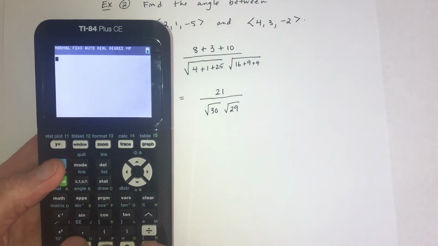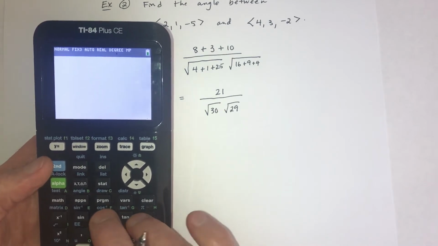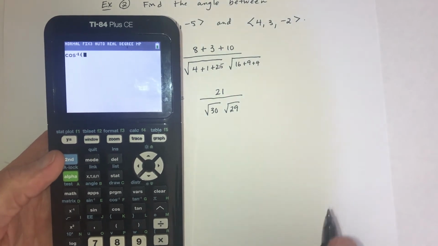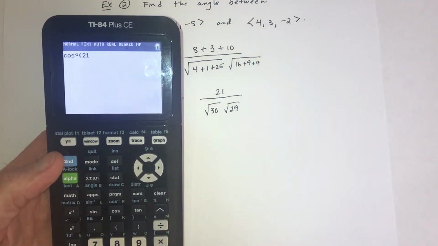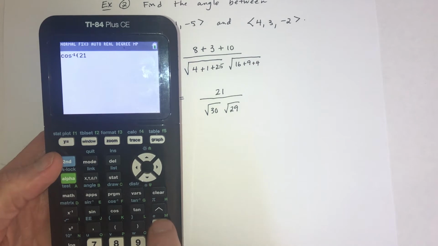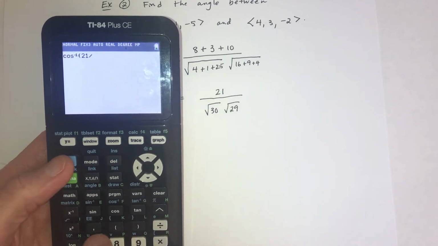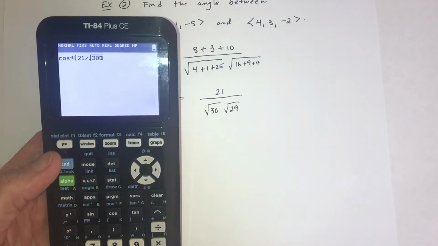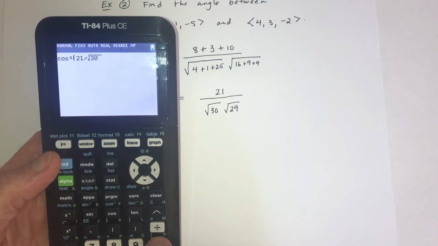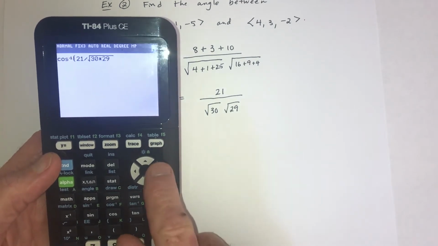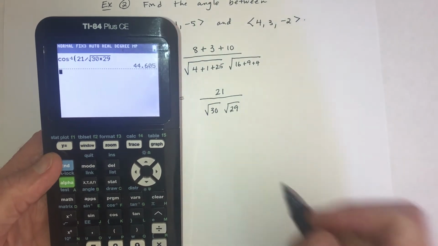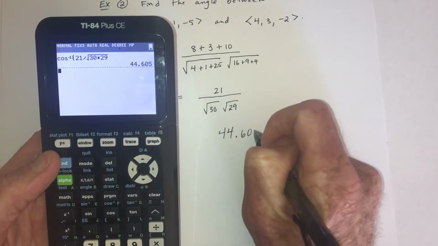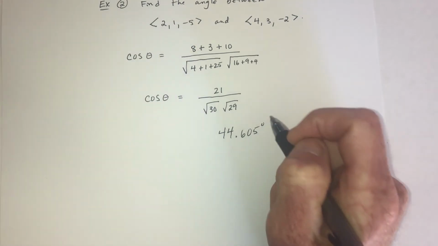So it's going to be cosine inverse, and I'm working in degrees right now. You do need to read the directions on the homework and see if they want degrees or radians. And then divided by, and to save myself a little bit of typing, I'm just going to put 1 square root, and inside that square root is a 30 times a 29. And so that is 44.605 degrees. That's the angle between them.